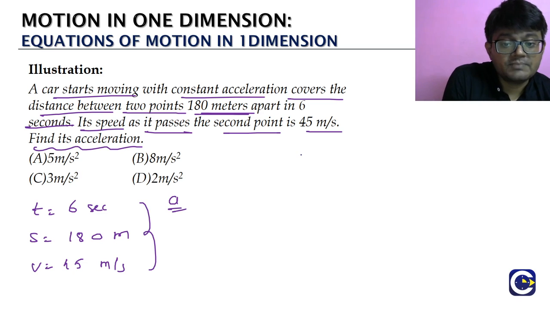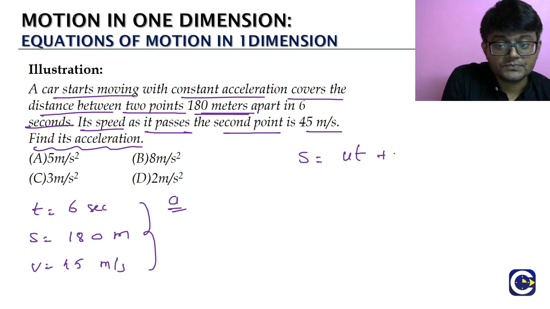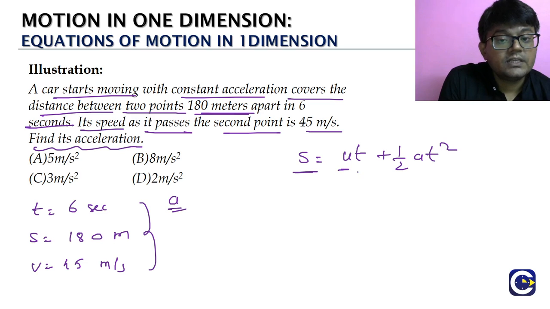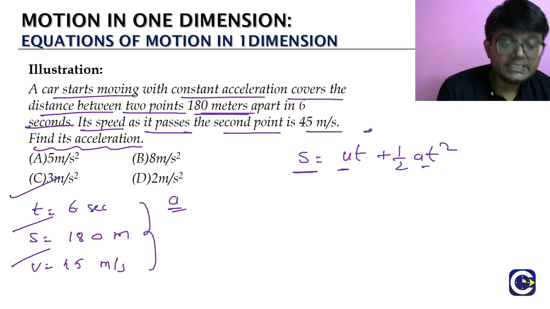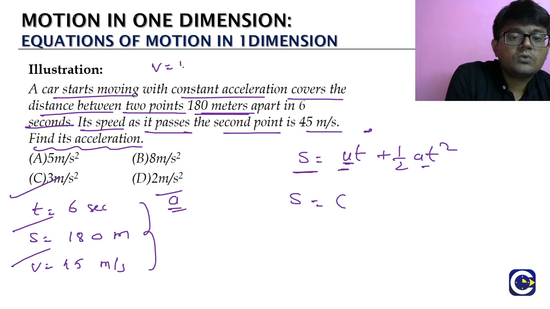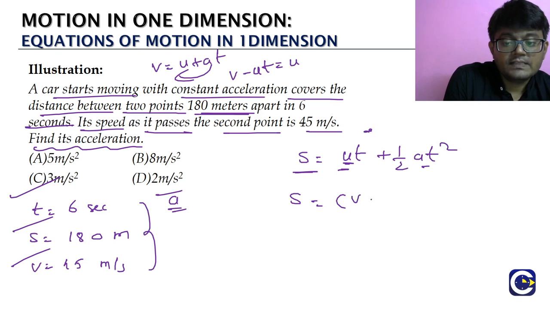So here we are going to do something interesting. We are going to modify the equation into one more alternative form. S is equal to ut plus half at square relates displacement, initial velocity, time and acceleration. But we are looking for the relation between displacement, final velocity, time and acceleration. Because v is equal to u plus at, we take the at to the left side. V minus at is equal to u. We will substitute that: u is v minus at.